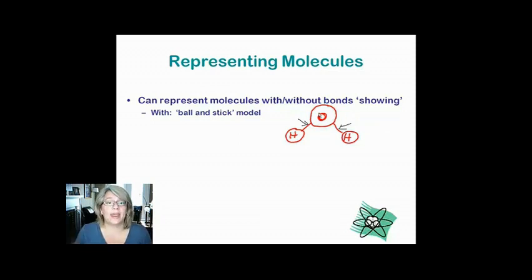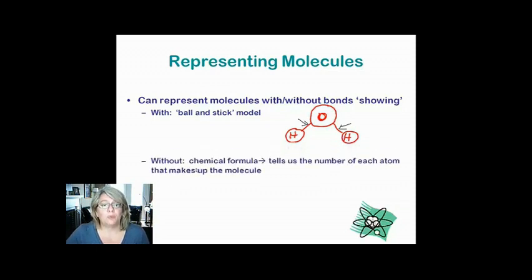Now, these sticks here that go between those balls, those represent the bonds. So this is one way of representing molecules, by showing the bonds that exist between them. We can also represent molecules without showing the bonds. An example of that is using the chemical formula. Now, if we were to use the chemical formula for water, it would show us that we have 2 hydrogens and 1 oxygen that are bonded together. It doesn't tell us where the bonds are. It doesn't tell us even what kind of bond there is between those atoms, but it does tell us how many and what kind of atom make up that molecule.